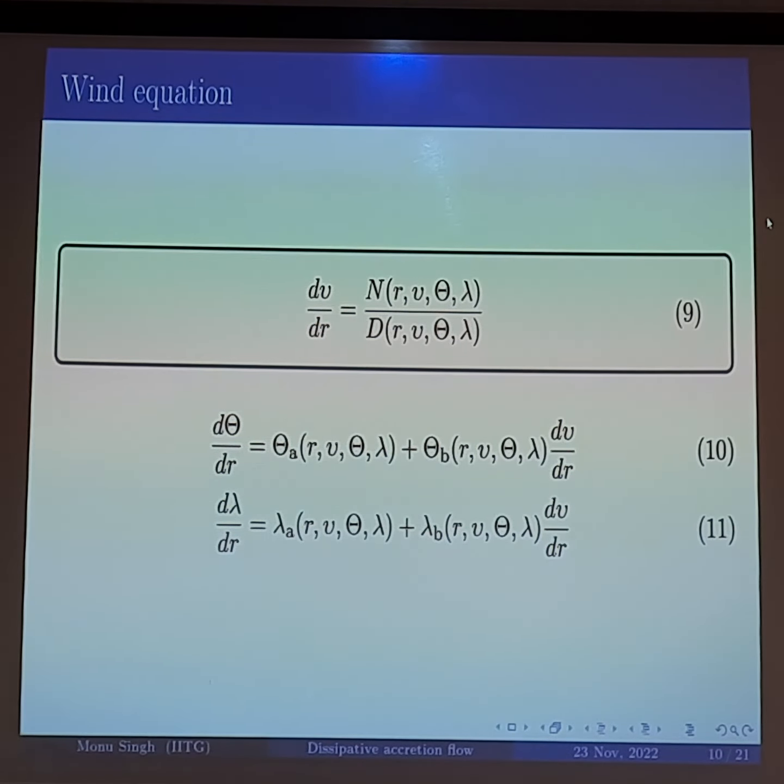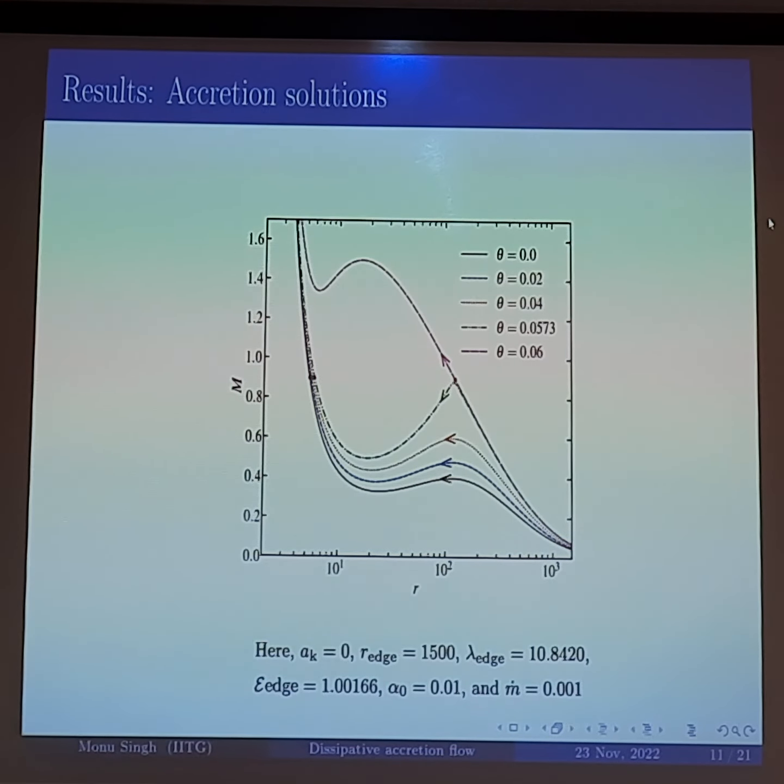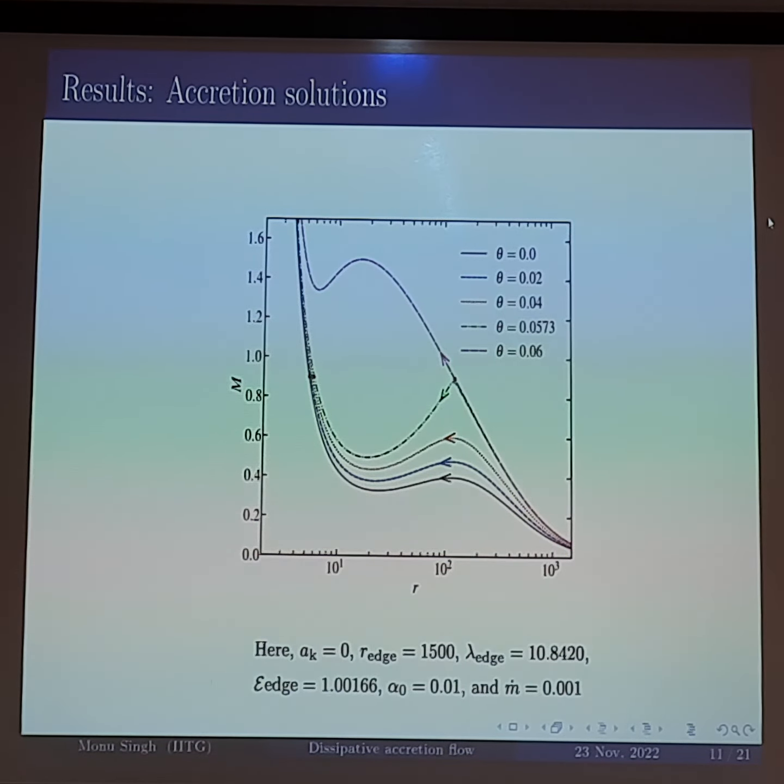Okay, so as you can see, interestingly, as we increase theta, this will increase the viscosity, which will remove more angular momentum. In the equation there is a centrifugal barrier and gravity, so there is always competition between these two. When you remove the angular momentum, the flow loses the centrifugal barrier and the velocity shoots up.